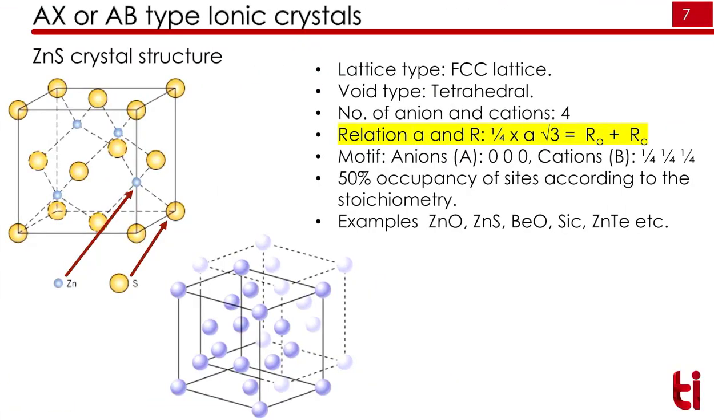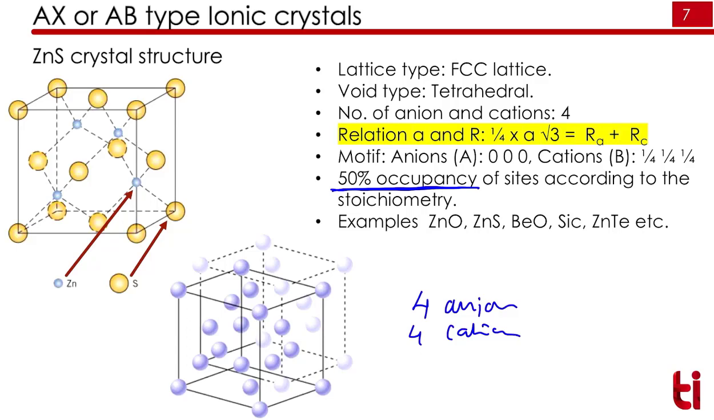The third type is called the ZnS crystal structure. The ZnS crystal structure is formed by an FCC lattice, and here the void is the tetrahedral void. As you know, in FCC we have 8 tetrahedral voids, and since this is an FCC lattice, we have only 4 sulfur atoms, right? So we should have 4 anions and 4 cations. Here the tetrahedral voids are 8. Out of these, only 50% are occupied. This is very important here. Only 50% are occupied because we should have the same number of anions and cations.